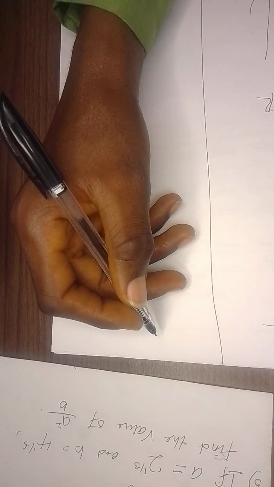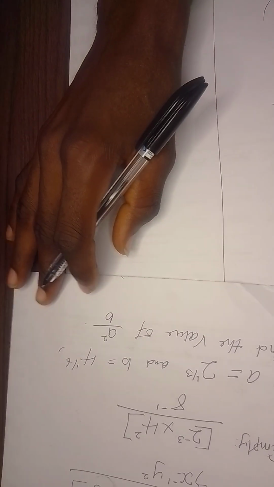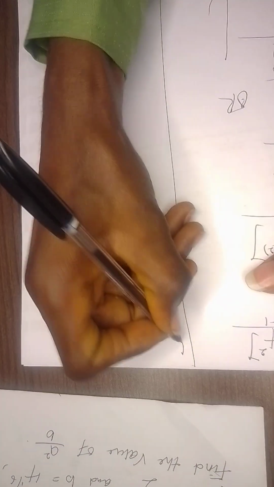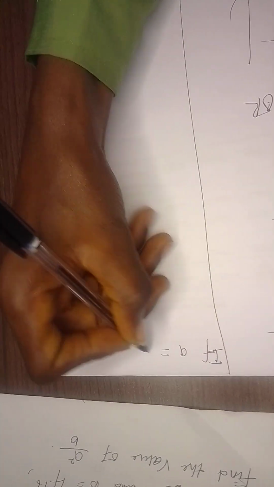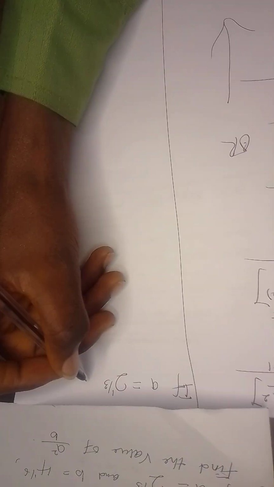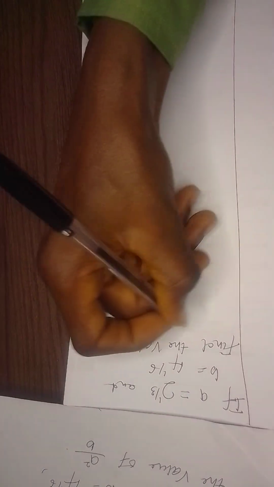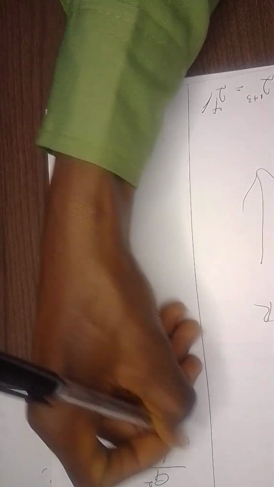Okay, so now this is the last question. The question says, let me just bring it straight here. The question says, if A is equal to 2 raised to the power of 1 over 3 and B is equal to 4 raised to the power of 1 over 6, find the value of A raised to the power 2 over B. Now that's the question. So how do we solve?